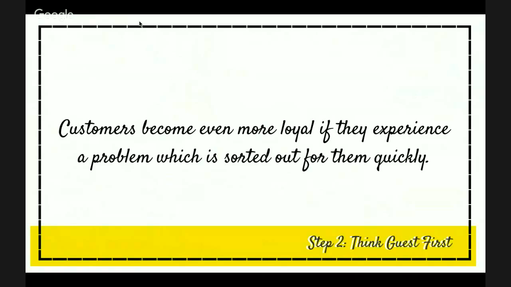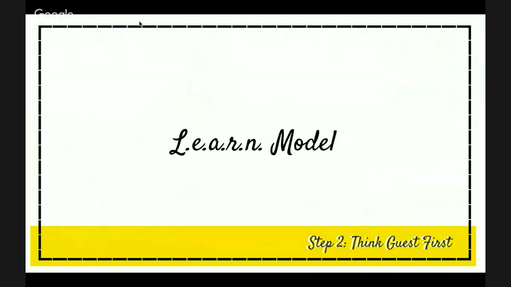Let me give you a quick model for how to help solve these kinds of issues. It's called the LEARN model. And I want you to know that you're always going to have issues. That's just the reality of it. You cannot go into a situation thinking you're not going to have issues. You're going to have issues, but you've got to have a model for resolving those issues.